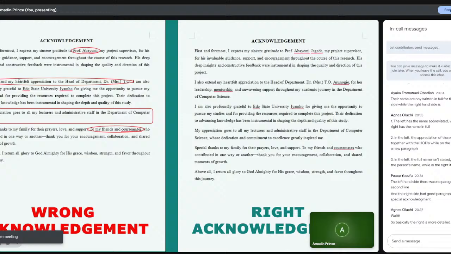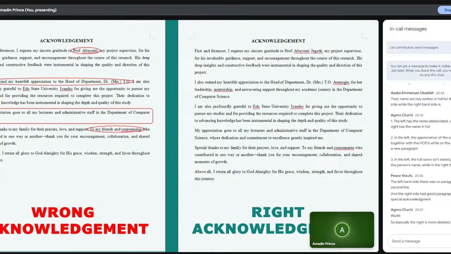Now this one: "I also extend my appreciation to the head of the department, Mrs. T.O." First of all, this has two things wrong with it. You said Mrs. T.O. and did not even complete the name. And second, you are appreciating her for what? You extend appreciation to her, but why? There was no reason here, so this is actually bad. You don't acknowledge someone without a reason backing it up. You must show acknowledgement with proof.